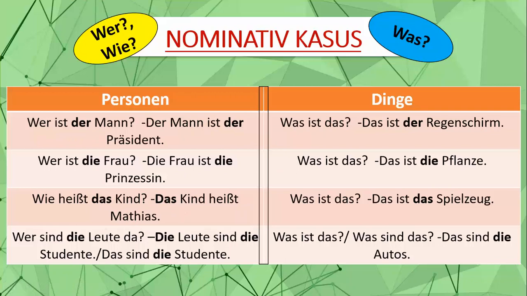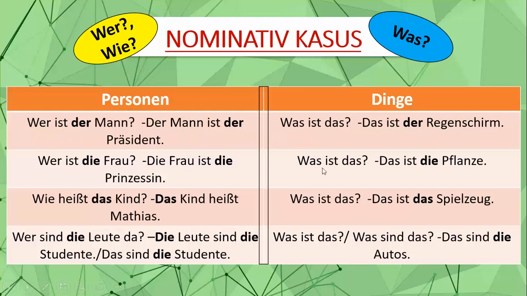Wer sind die Leute da? Who are the people there? The people there, or just the people, are the students. So you can say die Leute da sind die Studenten or just die Leute sind die Studenten, where da refers to there, at some place. Or you can answer das sind die Studenten. Those are the students.